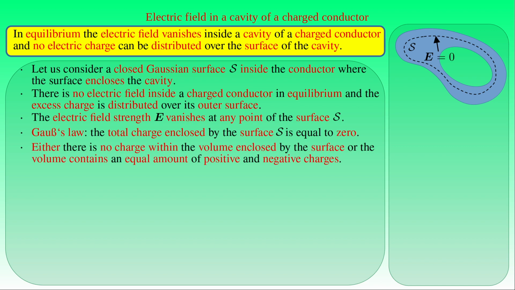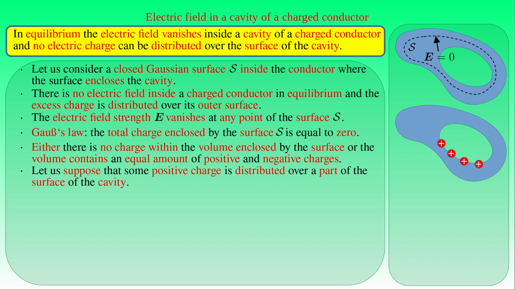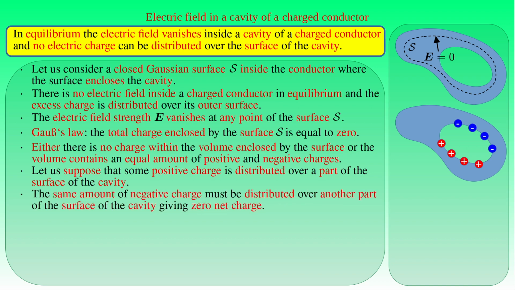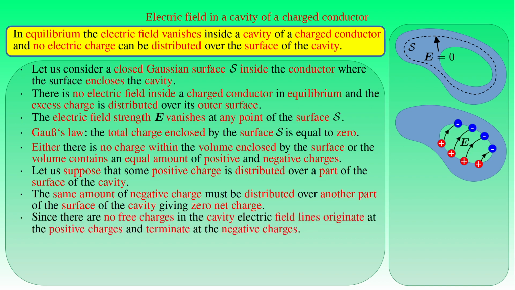In order to see whether positive and negative charges can exist over the surface of the cavity of the charged conductor in equilibrium, let us suppose that some positive charge is distributed over a part of the surface of the cavity. Then there must be the same amount of negative charge distributed over another part of the surface of the cavity, giving zero net charge within the volume enclosed by the surface S. The charge distributed over the surface of the cavity produces an electric field E in the cavity. The electric field lines must start at the positive charges and terminate at the negative ones because there are no free charges in the cavity.